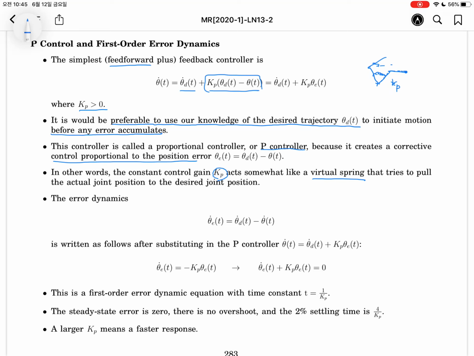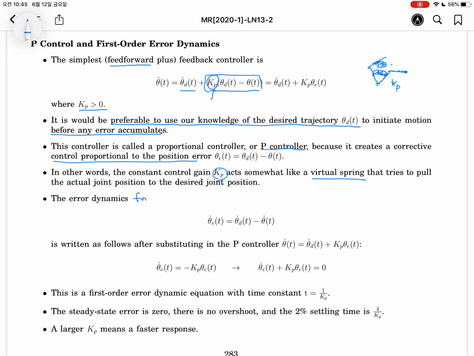Okay, if the spring constant is very big, I think very stiff motion will be generated from here. Okay, the virtual spring corresponds to the spring constant. Okay, let's assume that. Let's analyze the error.